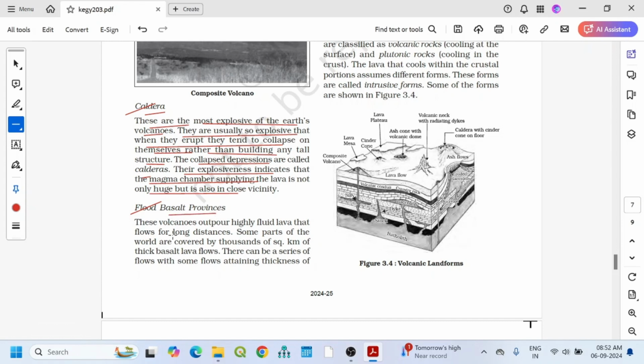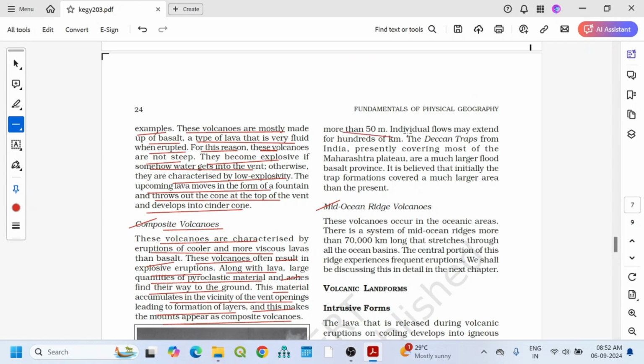Flat basalt provinces. These volcanoes outpour highly fluid lava that flows for long distances. Some parts of the world are covered by thousands of square kilometers of thick basalt lava flows. There can be a series of flows with some flows attaining thickness of more than 50 meters. Individual flows may extend for hundreds of kilometers. The Deccan Traps from India, presently covering most of the Maharashtrian plateau, are a much larger flat basalt province.